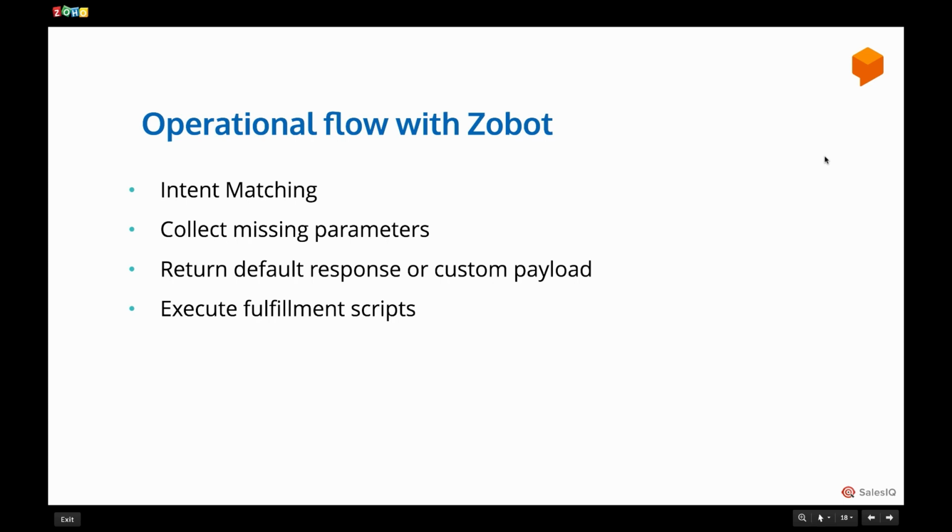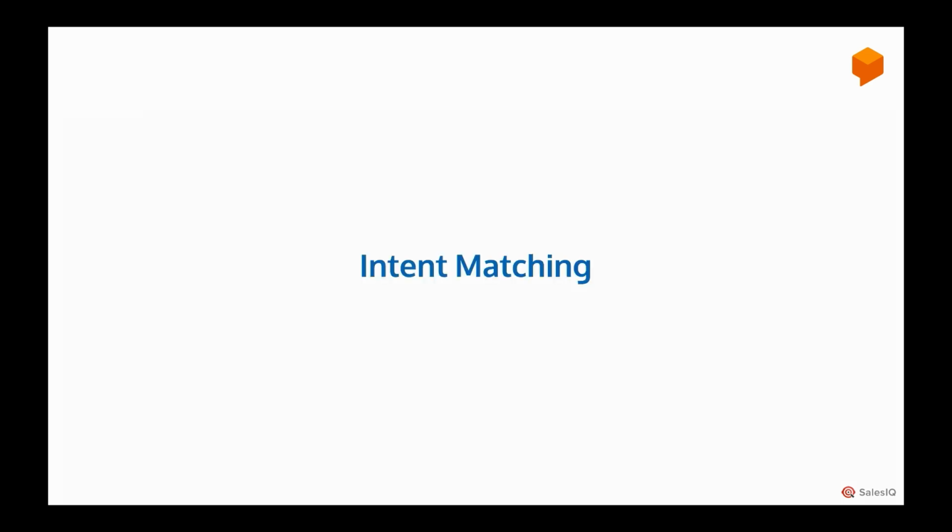First, we will be matching the intents inside the visitor queries, and following that we'll be collecting missing parameters. Then we'll return default responses or custom payloads, and finally we will be executing fulfillment scripts. We are going to create a bot that is skilled to answer questions that are put in any format, and this is going to be possible using natural language. So let's look at how to do this using the Dialogflow integration.